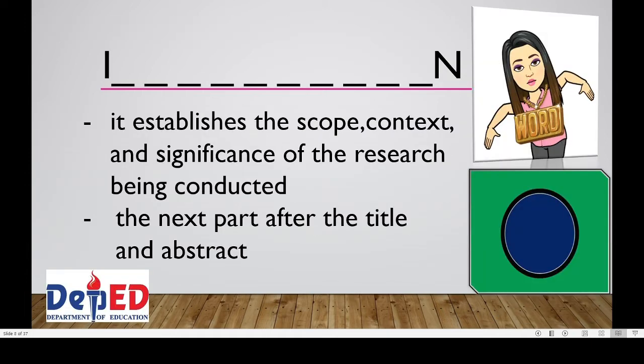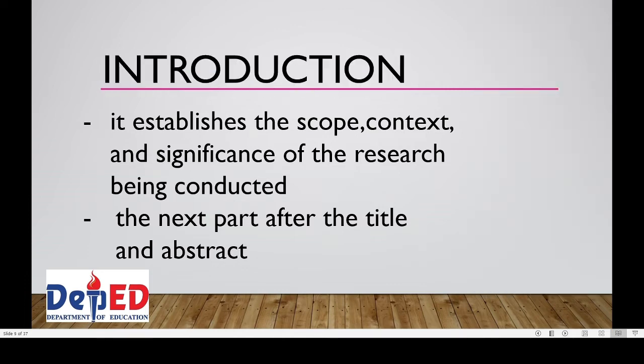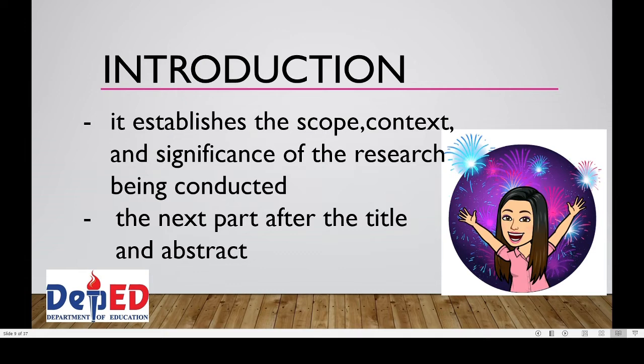The next word establishes the scope, context, and significance of the research being conducted. The next part after the title and abstract. What is this? Time's up. The answer is introduction. The introduction presents the background information, scope, and focus of the research paper.